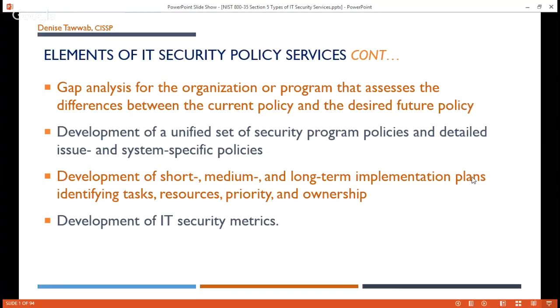Development of a unified set of security program policies and detailed issue and system-specific policies. The development of short, medium, and long-term implementation plans that identify the task, the resources, the priority, and the ownership of those tasks. Who's going to get it done? What do we need to do, and who's going to get it done? And also, one of the security services is a development of your IT security metrics.